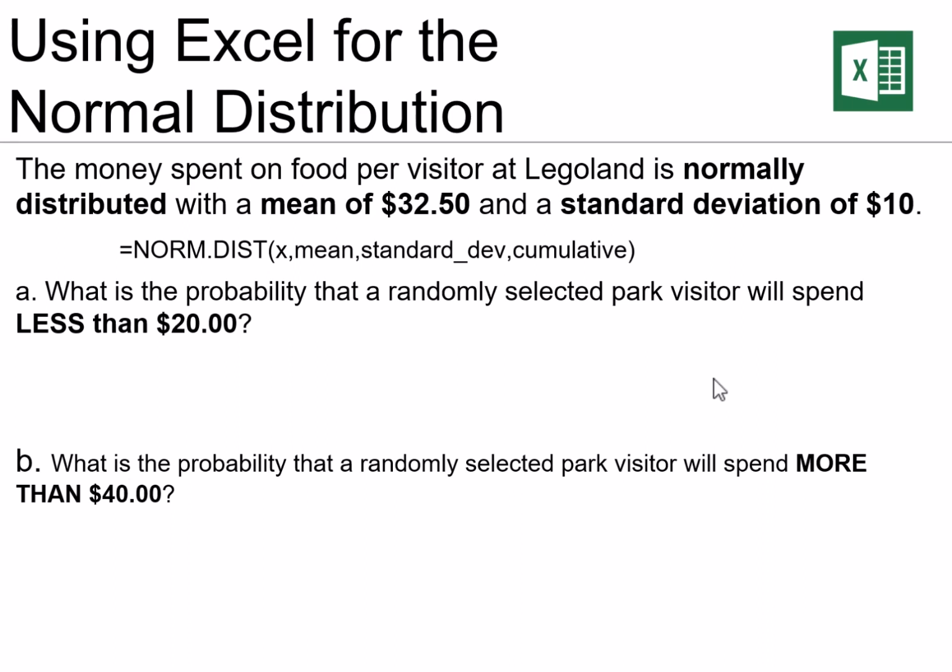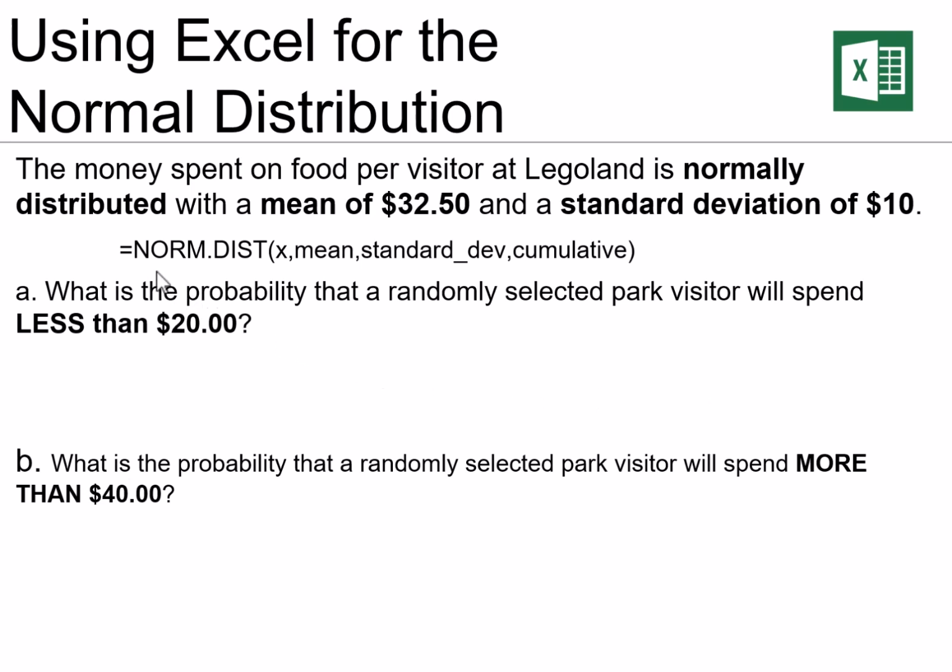All right, let's continue our Exam 2 study guide problems for chapters 6 and 7. First, we're going to cover the normal distribution in Excel. So in this problem here, we have money spent on food per visitor at Legoland is normally distributed with a mean of $32.50 and a standard deviation of $10.